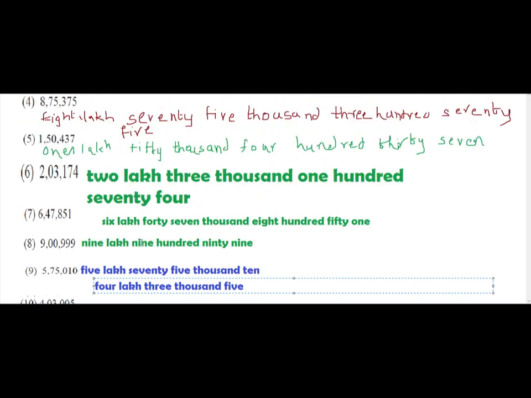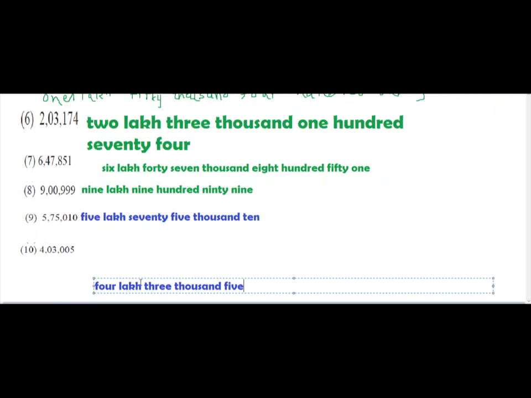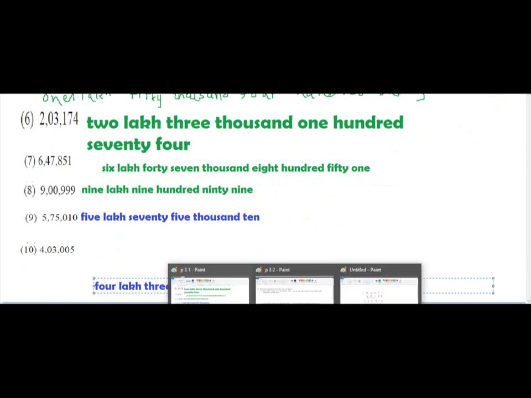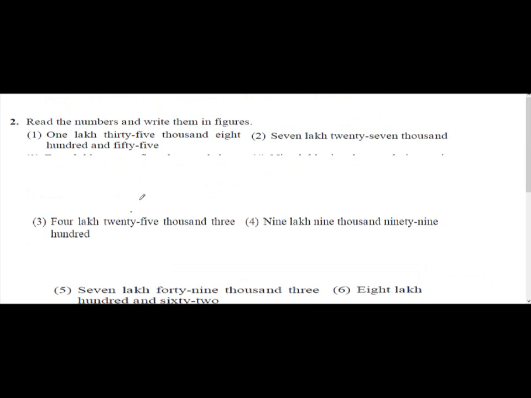Now we are going to see here the next question, that is the second question. Let us see what is the question. Read the numbers and write them in the figures. We have to read the numbers and write them down in figures. What is given? See here. 1 lakh, that means here are the 6 digits.